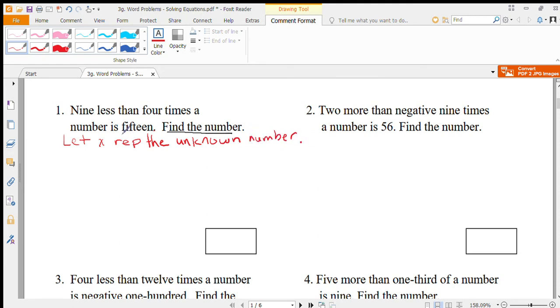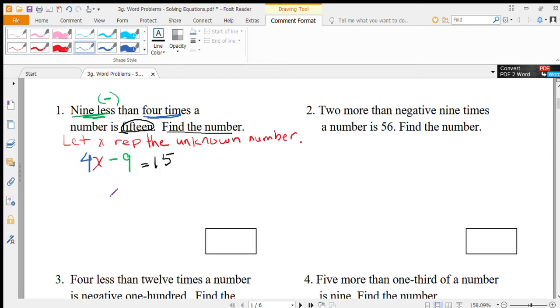Okay, so 9 less than 4 times a number. So a number, I don't know what that is. All I know is 9 less than 4 times, so 4 times, and I'll use a different color. Now note the colors, I'm corresponding them on purpose. 9 less than 4 times, so 9 less, less should make you think of subtraction, right? So 9 less than 4 times a number is equal to 15. Once you're here, your job is to solve for x.